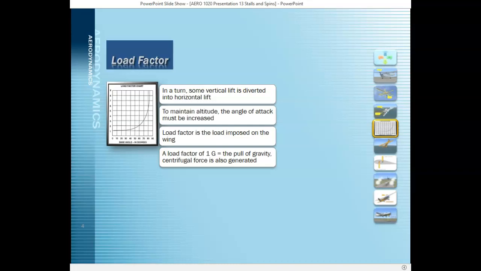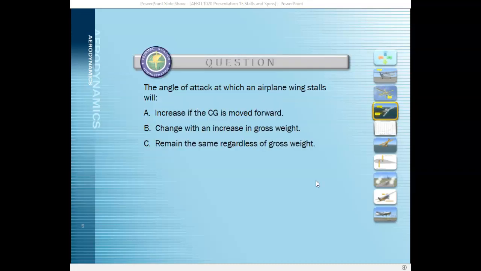If you are in straight and level flight, then you are imposing 1g of load on the wings. 1g is equal to the pull of gravity. So let's ask a question. The angle of attack at which an airplane wing stalls will A, increase if the CG is moved forward, B, change with an increase in gross weight, or C, remain the same regardless of gross weight.